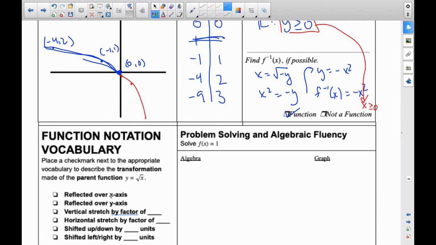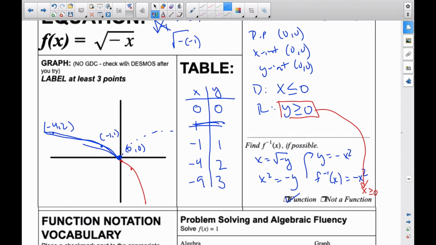The original one, is it reflected over the x-axis? Well, this is the x-axis. It is not. It is reflected over the y-axis. Here's the original graph. It's reflected over y. Vertical, no. Is there a horizontal stretch factor? No. Shifted up or down? No, no, no. It was only the reflection over the y-axis.